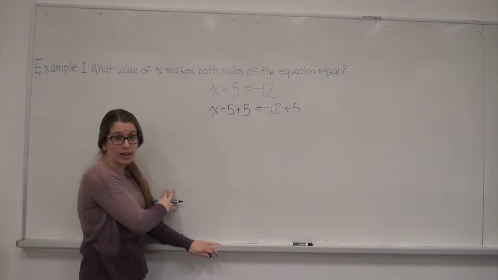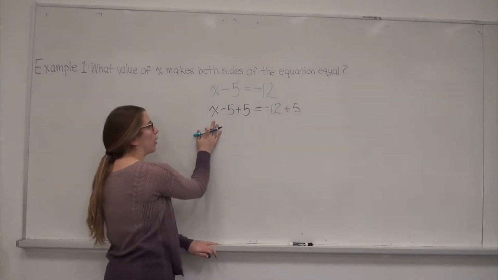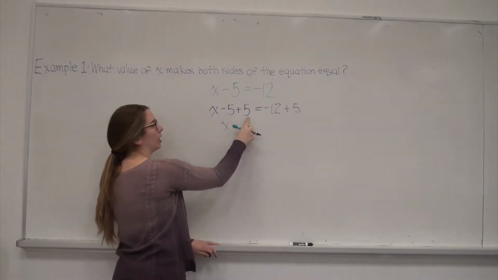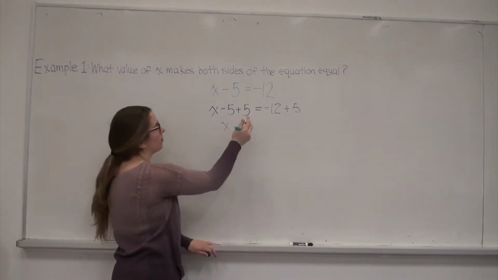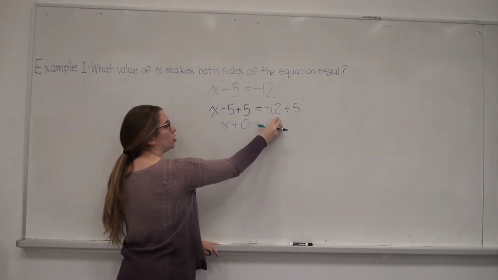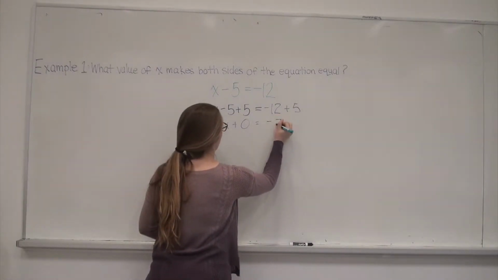Then we simply just collect the like terms on either side of the equation separately. So here, there's only one x. There's nothing like it to collect. So we have x. We can collect these two. We know negative 5 plus 5 is just 0. And then here on this side, it's just the 2 constant terms. Negative 12 plus 5 is negative 7.